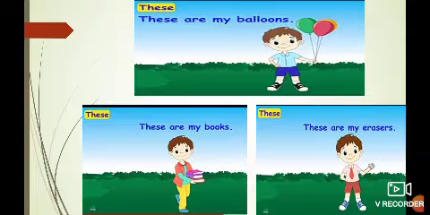In the next picture, these are my books. The boy is having some books and all those books are near to him, so he is saying these are my books. In the next example, these are my erasers. Some erasers are there in the hand of the boy, so he is saying these are my erasers. So whatever things which are two or more in number and near to us, we'll say these for those things.